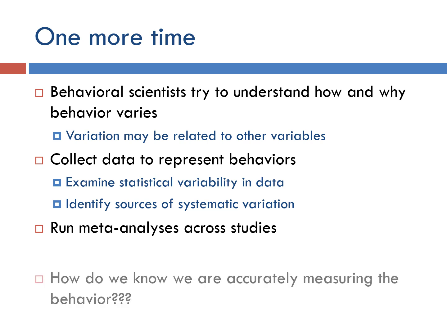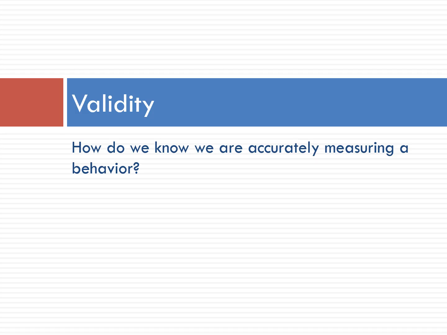All right. Well, next question though. How do we know that we're collecting what we want to collect? How do we know that we are accurately measuring the behavior that we are discussing, accurately measuring our construct? And that's what we're going to talk about next. The last section of today's video is validity. How do we know we are accurately measuring a behavior?